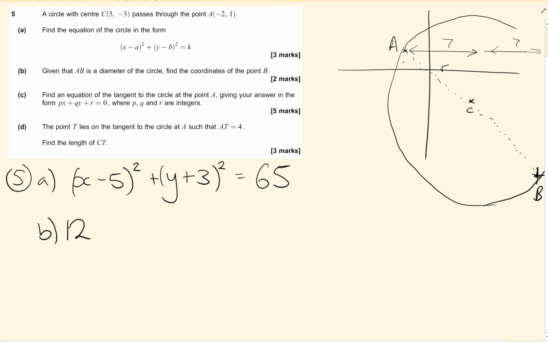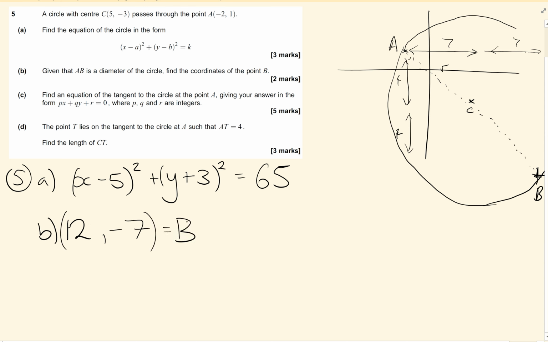And then if we think similarly in the y direction, so to get down from A to C, we've gone from 1 down to minus 3, so 4. So then we need to go down another 4 to get down to point B. So another 4 down from what is already minus 3, another 4 down is minus 7. And that would then be the coordinates of B.